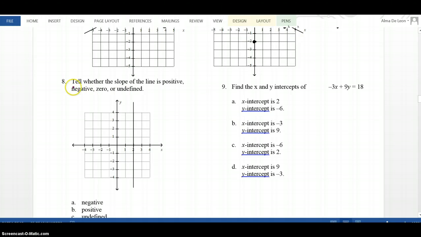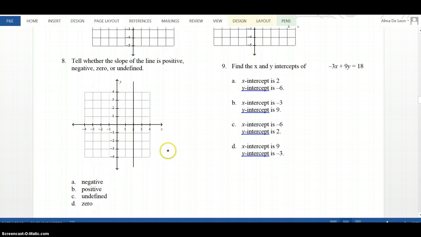Let's do number 8 really fast. Tell whether the slope of a line is positive, negative, 0, or undefined. If we're looking at a line that is going straight up and down like this one, then that slope has to be undefined.